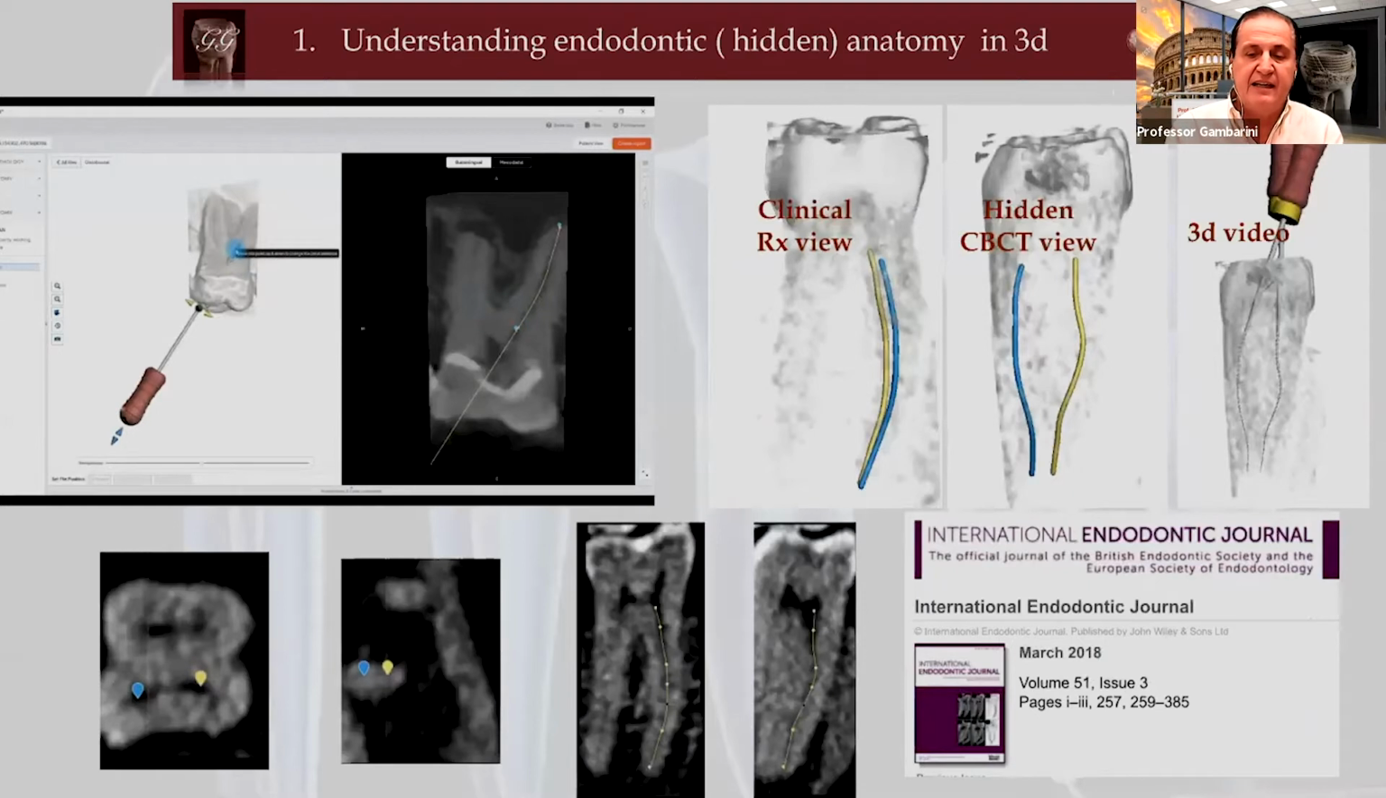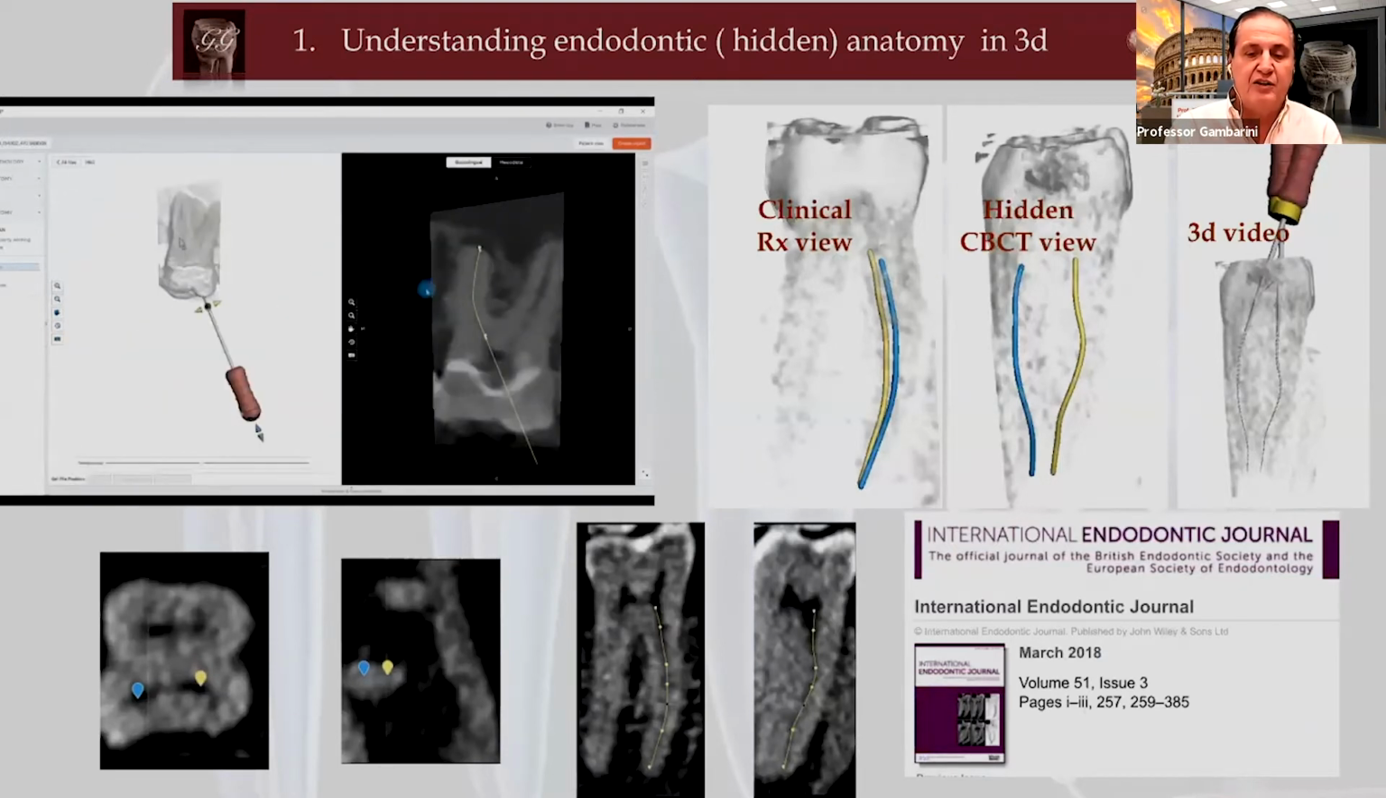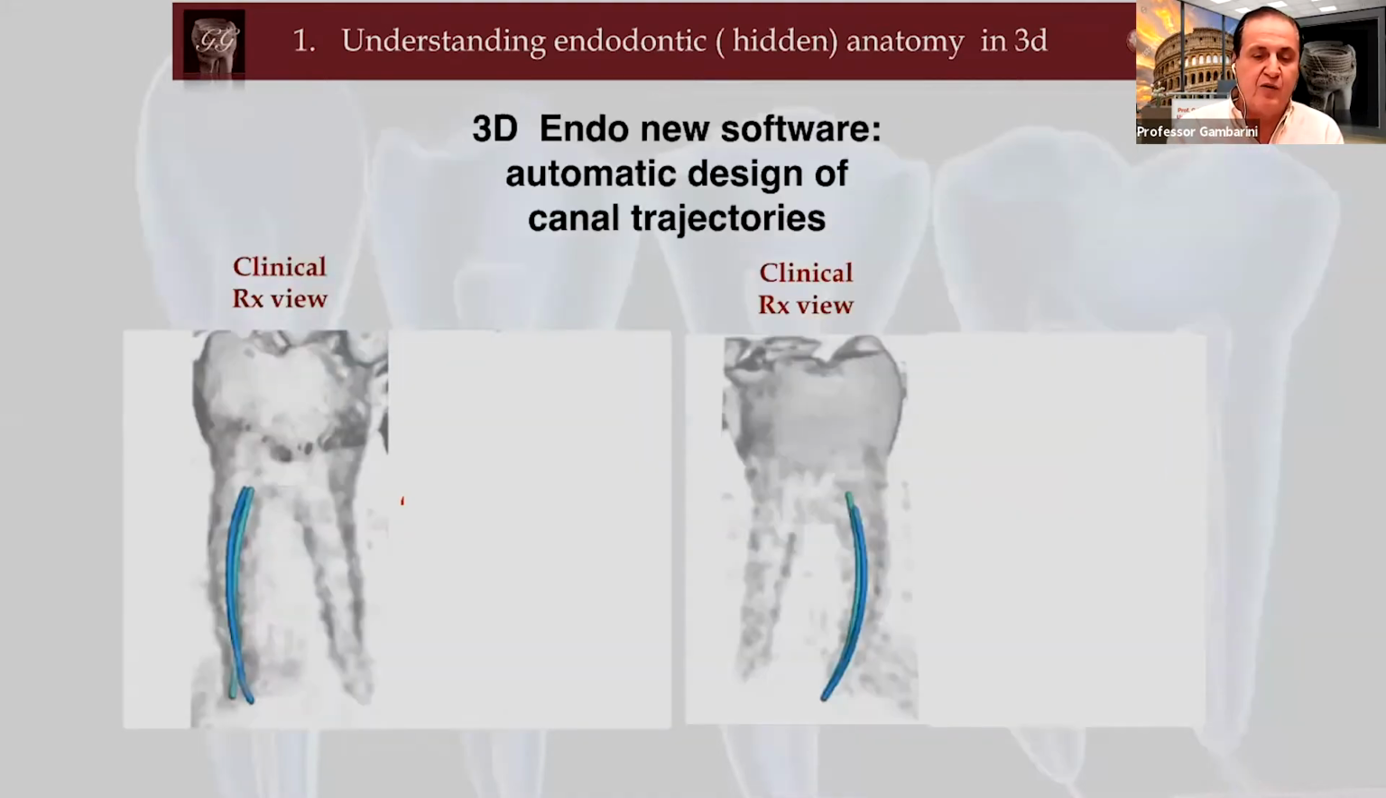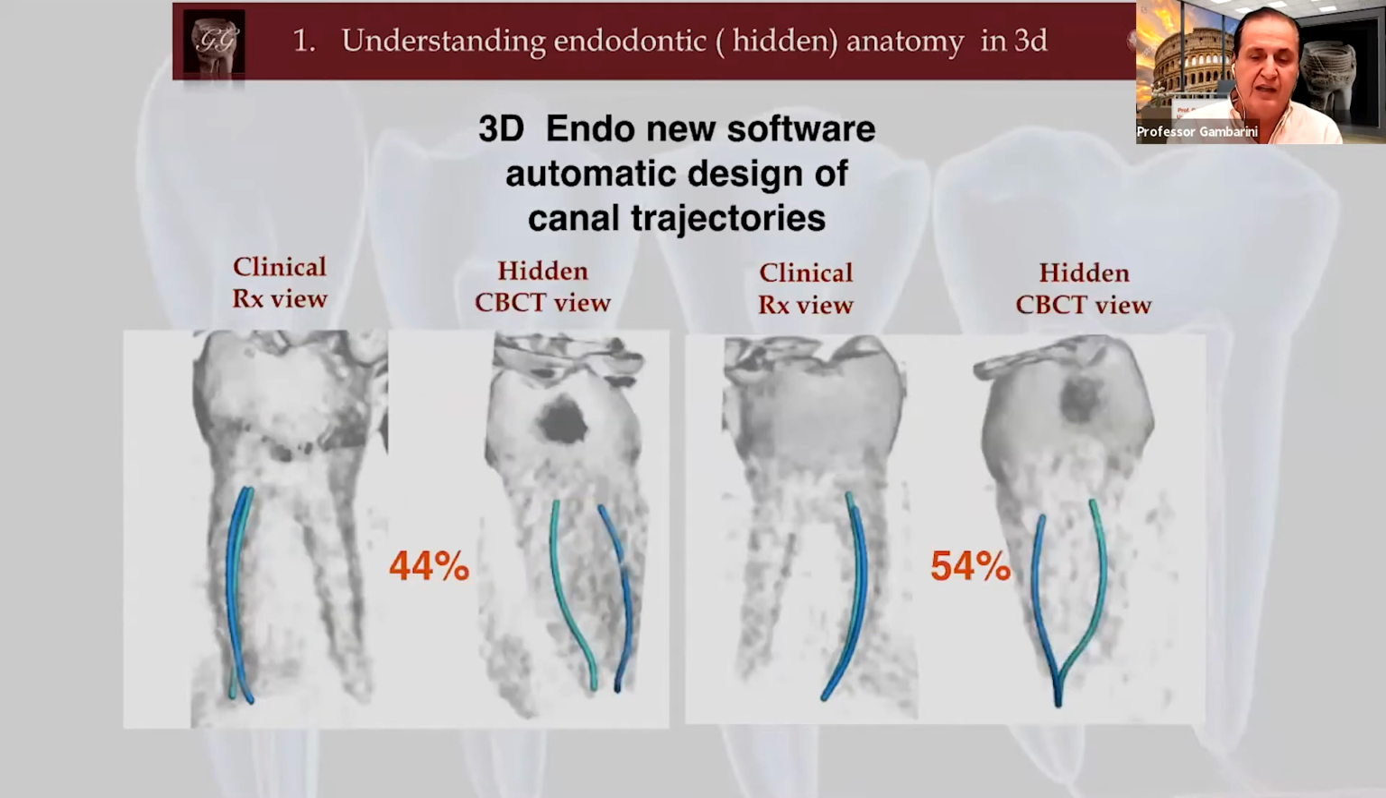But the main idea here is that the endodontic image given by X-ray only shows the clinical view, which is a partial view. It's not the real view. There's also another view, the hidden view, which may look totally different. For example, these two canals may look very similar from a traditional radiograph, the clinical view. But if we look from the hidden view, the CBCT view, we understand clearly that they are totally different, and the challenges that we are facing are totally different.